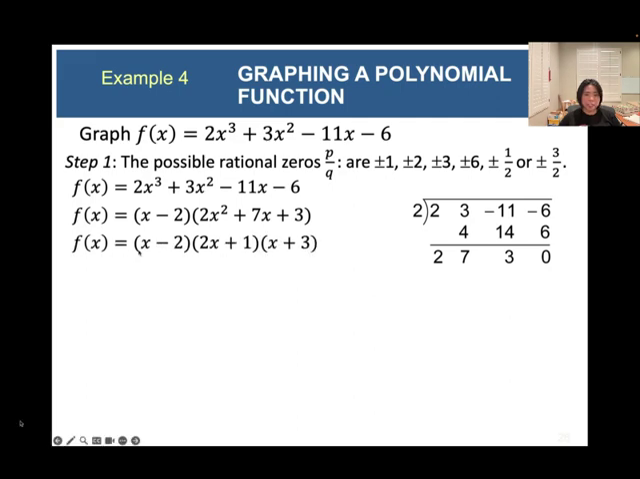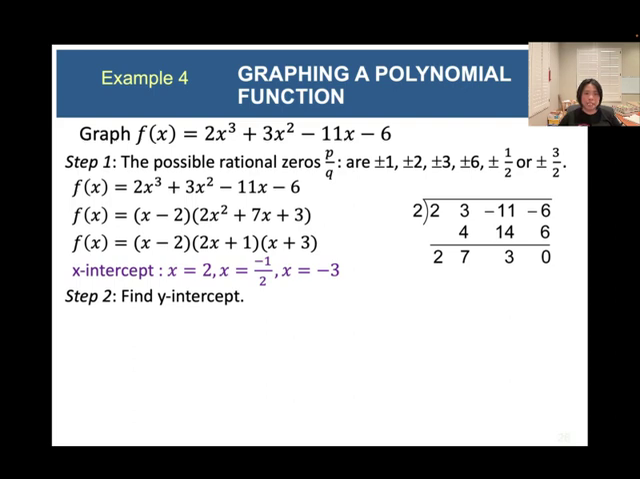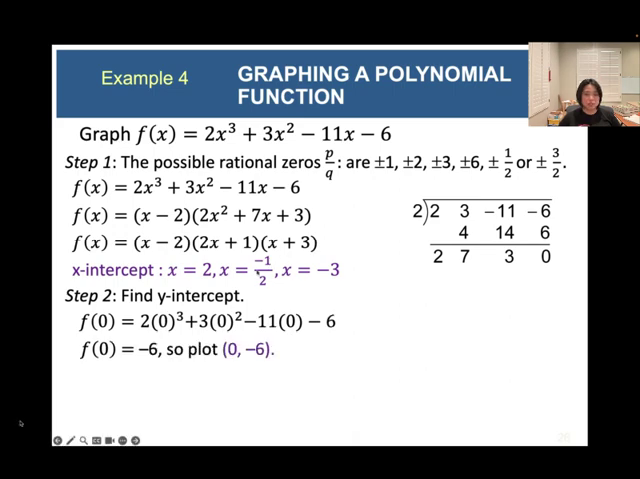That will give your x-intercepts, right? Remember how to find the x-intercept? You're going to set f(x) equal to 0. So x equal to 2, x equal to negative 1/2, and x equal to negative 3. Okay, step 2, find the y-intercept. You're going to plug in x equal to 0, and you're going to get negative 6. So (0, -6) will be your y-intercept.